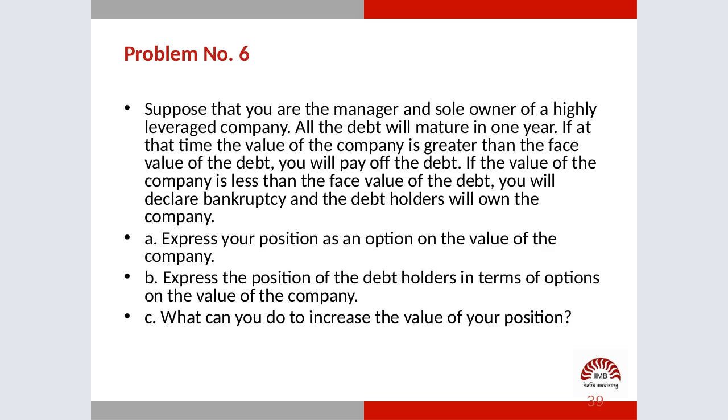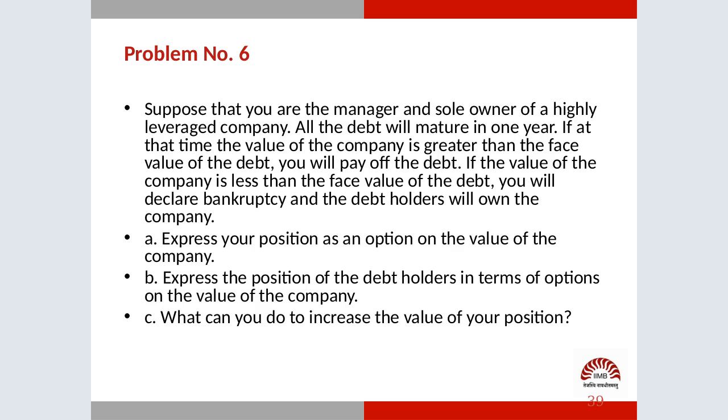This is interesting because this is essentially how the Black-Scholes kind of comes up. Look at this, it is interesting and easy to understand also. You are a manager and the owner of the company. You have a debt, and the debt will mature in 1 year's time. If at that time the value of the company is more than the value of the debt, you will repay the debt. In case the value of the company is less than the debt, you will declare bankruptcy and give over the company to the debt holders.